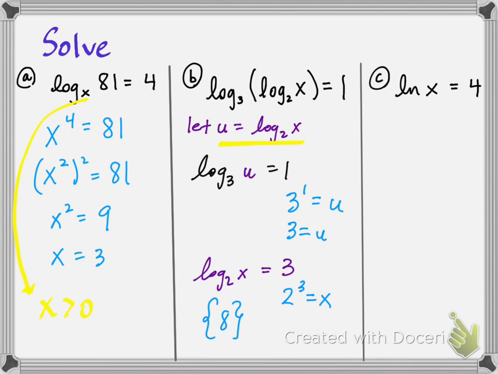Last but not least, you have the natural log of x equals 4. Again, if you're someone that struggles with the natural log because you don't see the base, rewrite it. Log base e of x equals 4. Convert it to exponential. E to the power of 4 equals x. I'm not requiring you to know what e to the power of 4 is. Simply write e to the power of 4 and you're done.